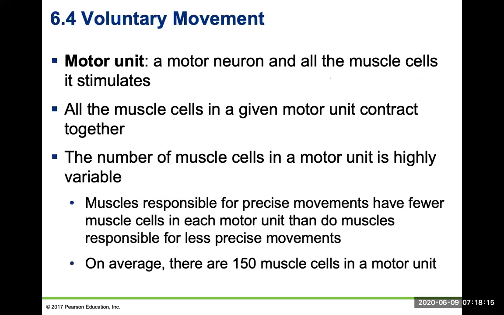A motor unit is a motor neuron and all the muscle cells it stimulates, and all the muscle cells in a given motor unit contract together. The number of muscle cells in a motor unit is variable depending on where it's located. So for example, muscles that are responsible for very precise movements have fewer muscle cells in each motor unit than do muscles responsible for less precise movements.